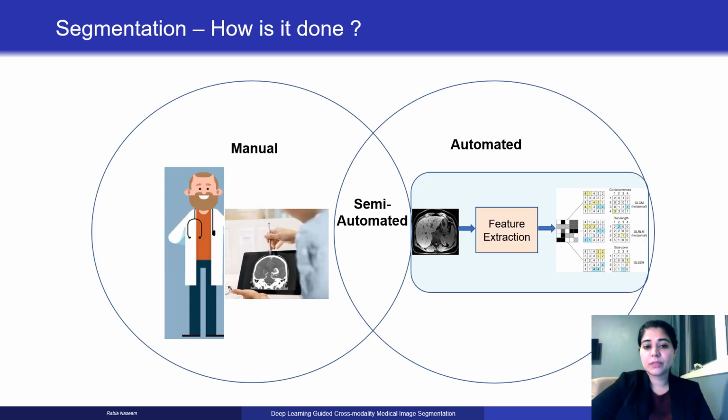There are several ways of doing segmentation, the most common being manual segmentation, which is done by an expert radiologist who marks the boundary of objects manually. In case of automated segmentation, computer-based algorithms are used, which extract features from the image, and based on these features, an appropriate category is assigned to each region in the image. Semi-automated approaches combine both manual and automated approaches, where the segmentation process is initialized by a user, and the rest of the process is completed by computer-based algorithms.